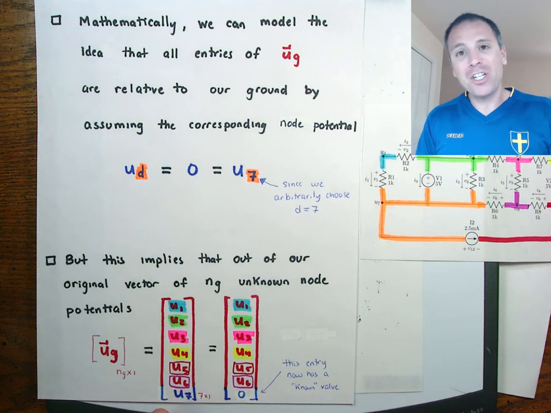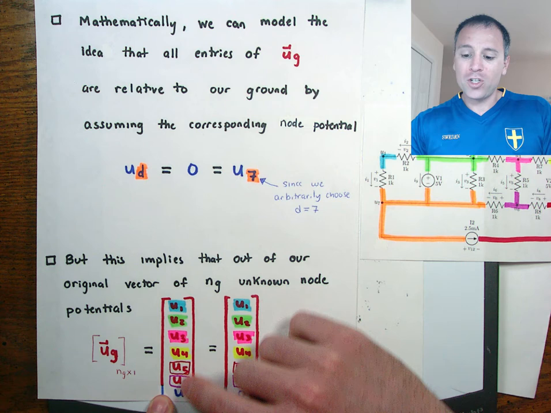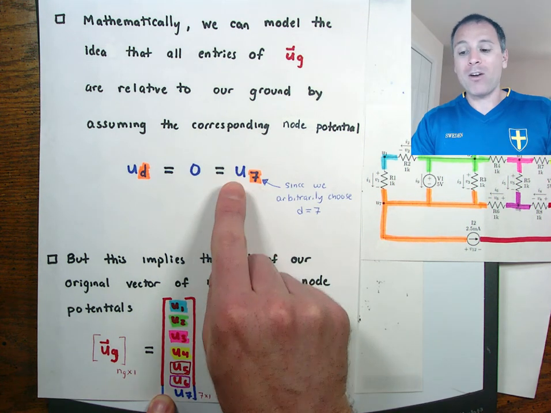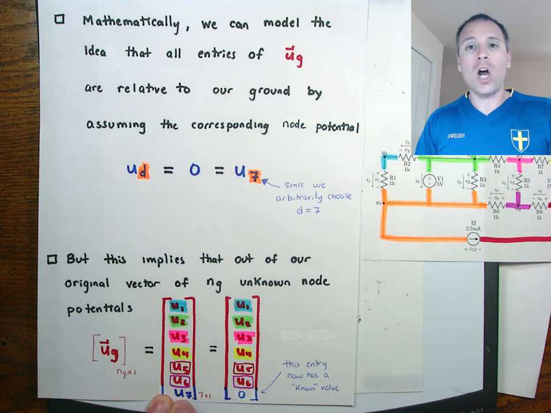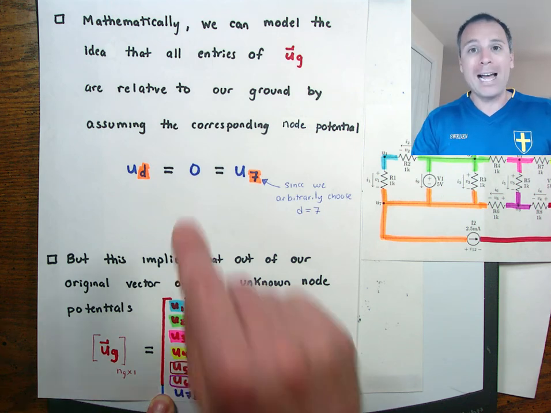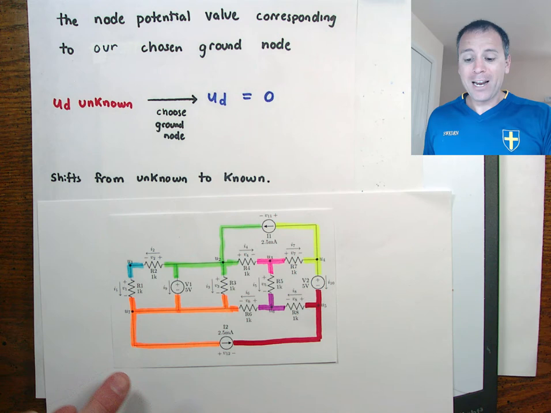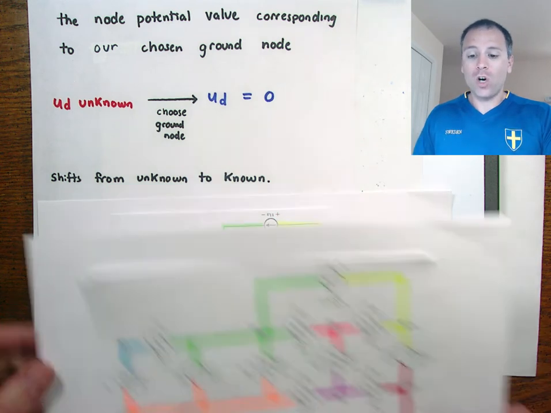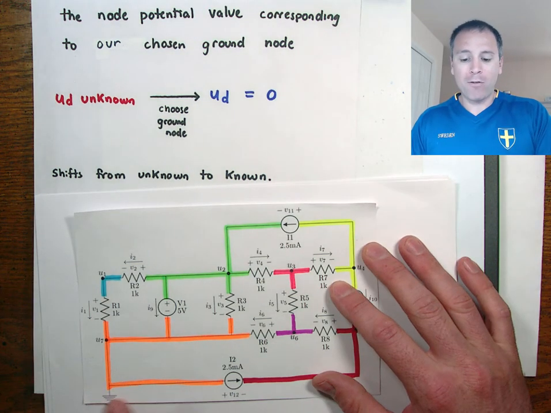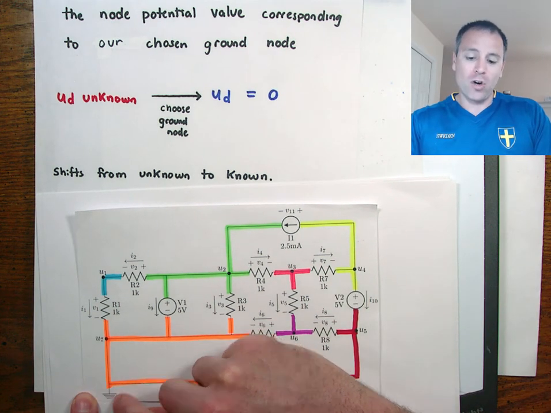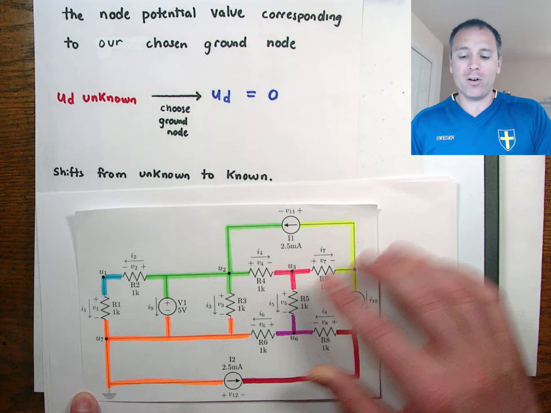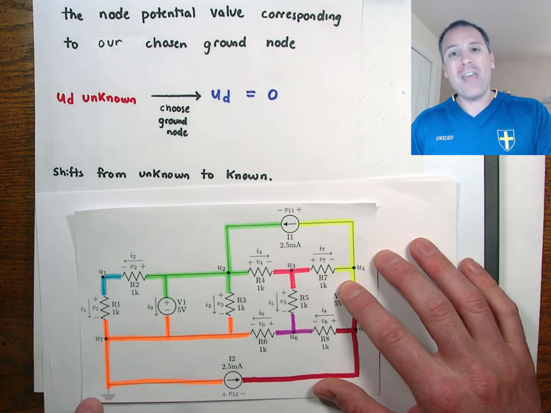But this assumption shifts one of our node potential variables from unknown to known. The reds are all unknowns. The moment that I assume that my ground node has potential 0, that variable is no longer unknown. It is known by mathematical assumption. In our schematic, when we ground node 7, we can draw a little symbol, which is a little line followed by a bunch of other lines. I've also seen it written as an upside down equilateral triangle. You could fill it in or not. But that means, hey, listen, that's the ground node.